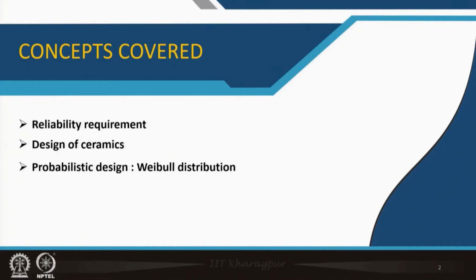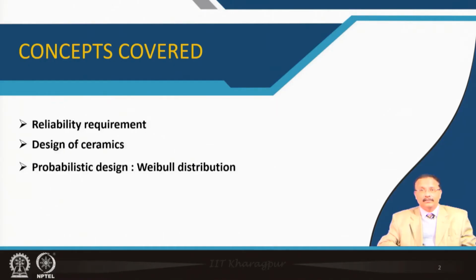So, first we will talk about the requirement of reliability of ceramic parts, ceramic material, and why they are significant, and then what are the different approaches to design the ceramic article and why they are important, and we will be describing the probabilistic design and two parameter Weibull distribution that will be introduced to estimate the so-called design stress. So, that will be covered in this lecture.